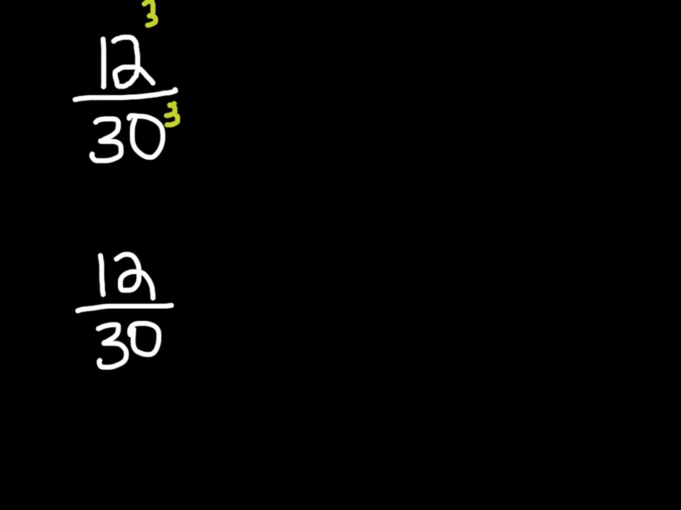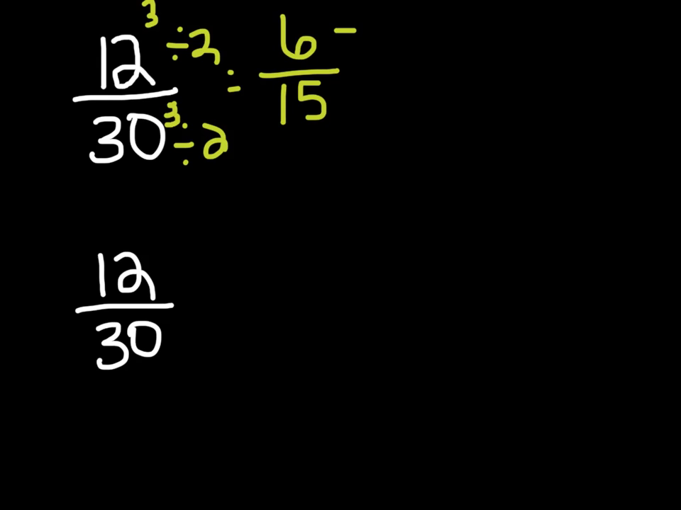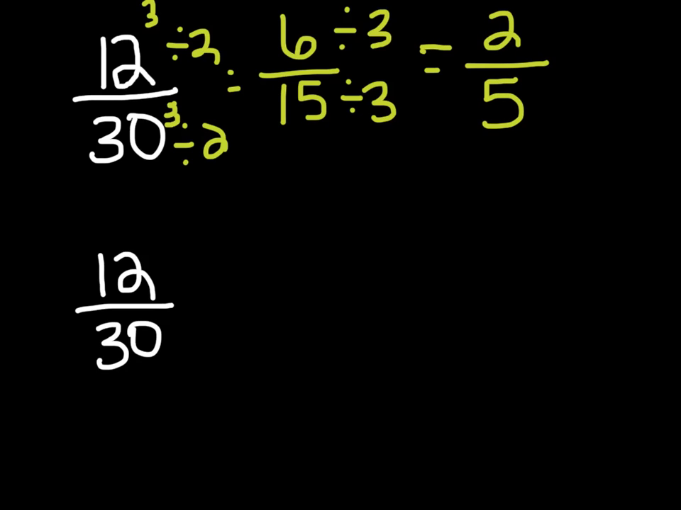I'm going to divide these both by 2. 12 divided by 2 is 6, and if you do that to the top, you have to do it to the bottom. 30 divided by 2 is 15. Then I want to look at 6 over 15. I would realize that I can divide those both by 3. 6 divided by 3 is 2, and 15 divided by 3 is 5. There is nothing that I can divide 2 and 5 by, so that is my fraction in simplest form.